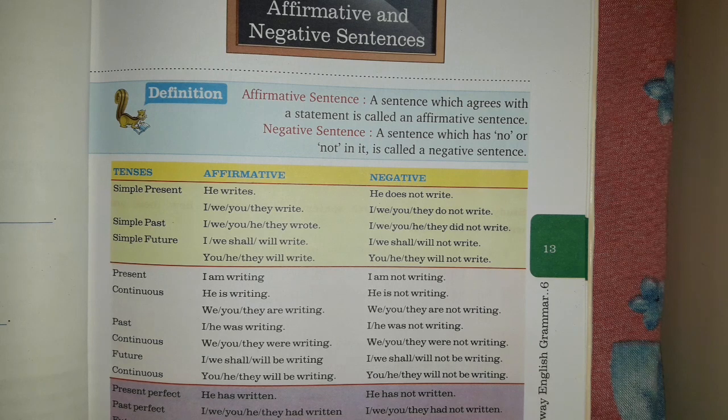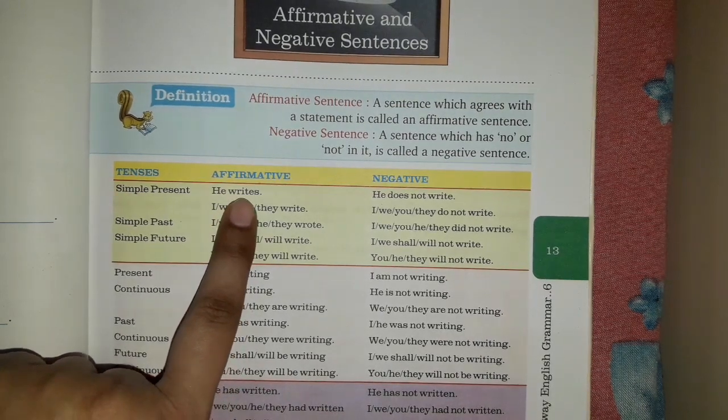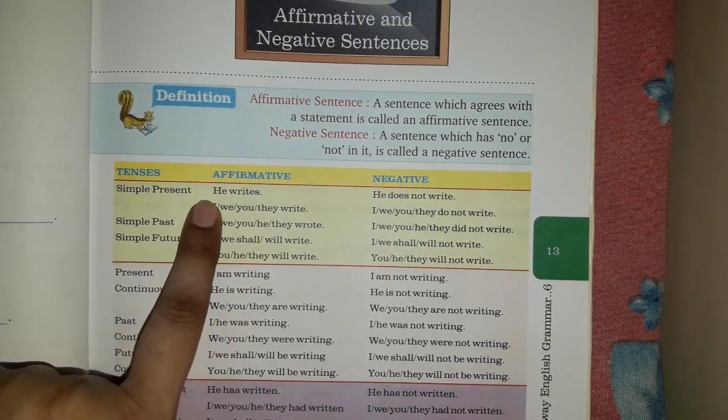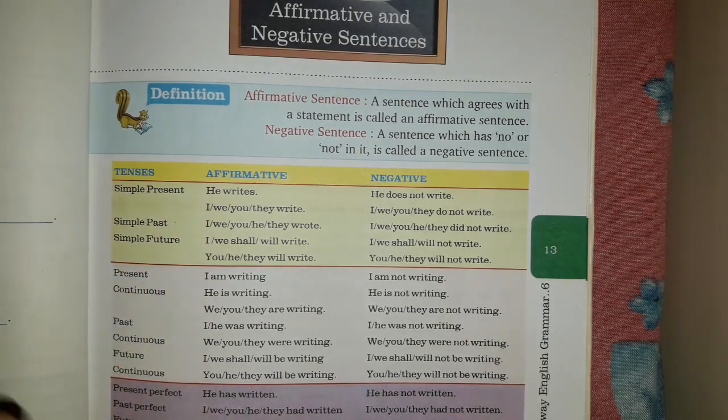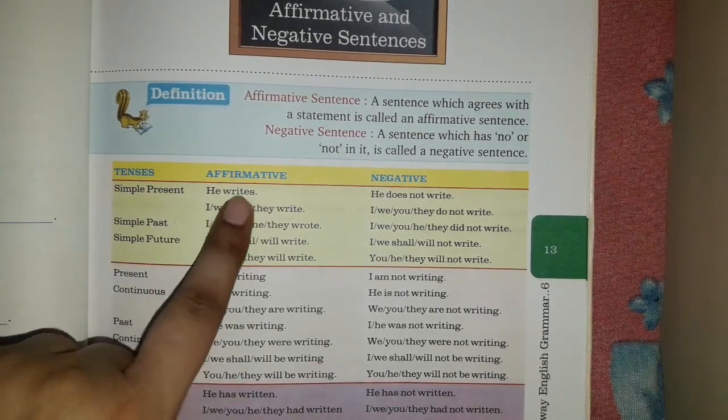Simple present. Tenses are divided into three parts: simple present, simple past, simple future. Past talks about whatever happened, future talks about whatever will happen, and present talks about the current situation. Now, he writes. Why does write have s? Because he is singular, and whenever the subject is singular, the verb carries s.